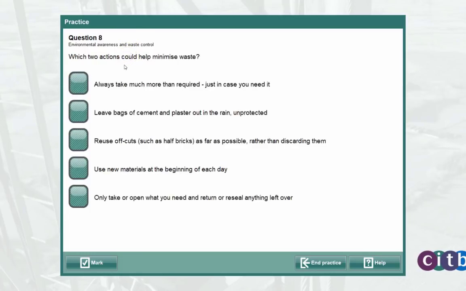Which 2 actions could help minimize waste? Always take much more than required, just in case you need it. Leave bags of cement and plaster out in the rain, unprotected. Reuse offcuts, such as half bricks, as far as possible, rather than discarding them. Use new materials, packs, at the beginning of each day. Only take or open what you need and return or reseal anything left over.